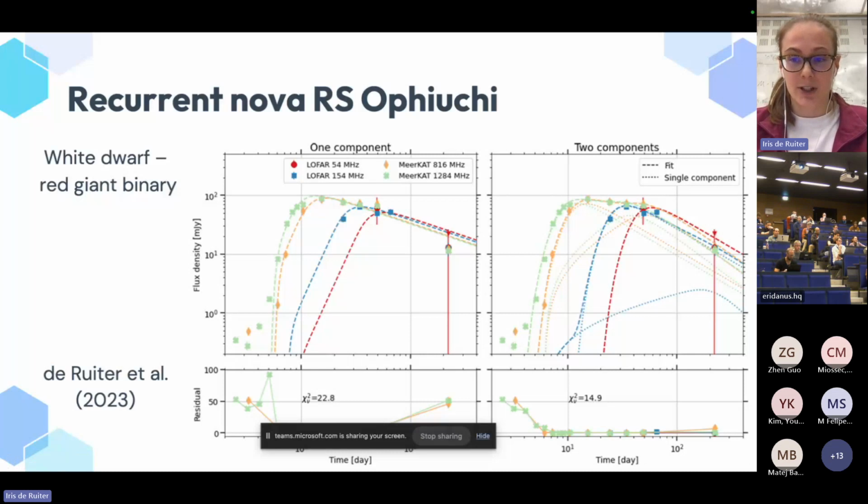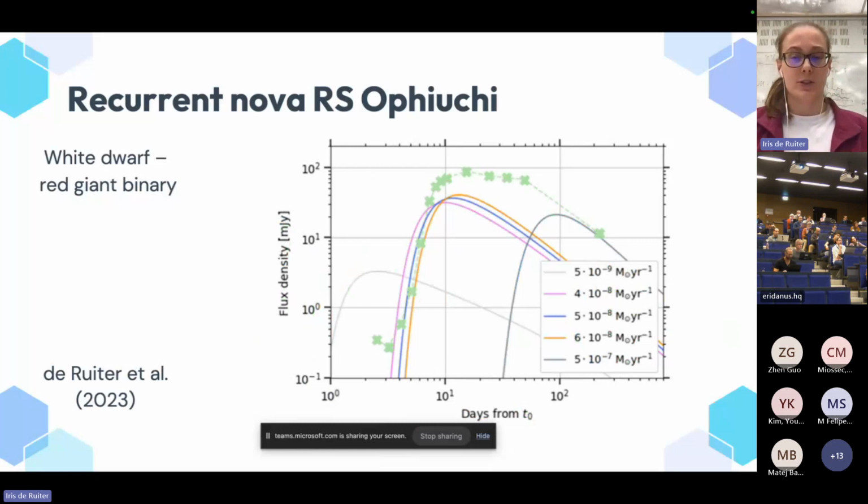What we can do with this radio data is perform several fits that you see in these two panels here, and this really allows us to say something about the emission components at play. For this particular outburst, we could quite confidently say that there are at least 2 synchrotron emitting components, which really helps us interpret the structure and environment around this source.